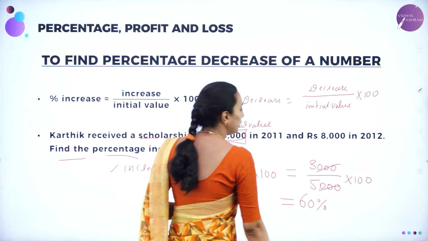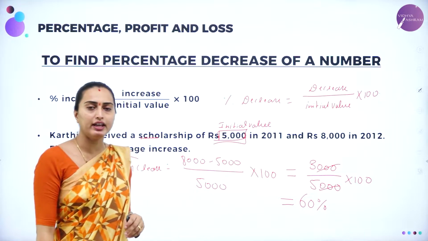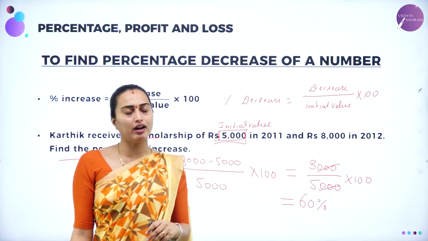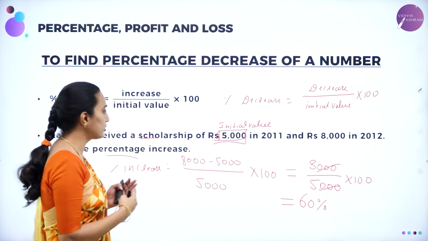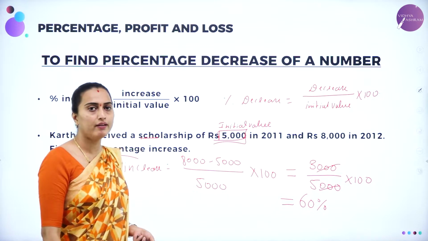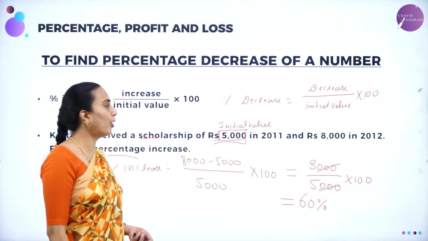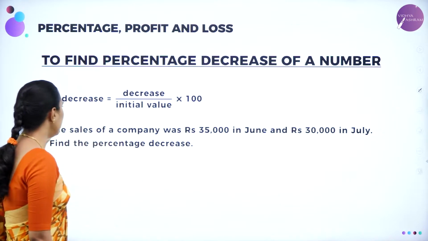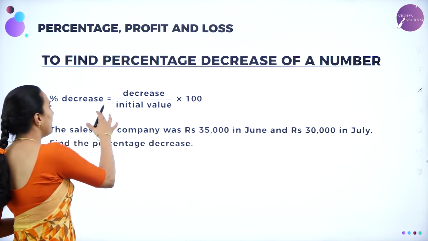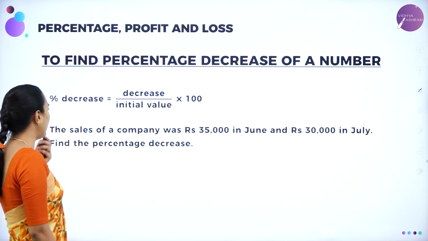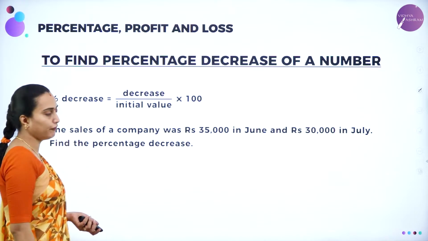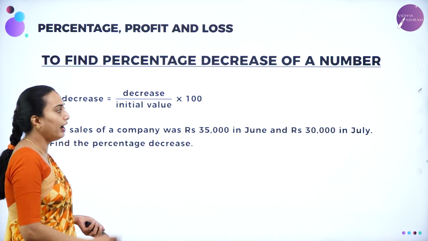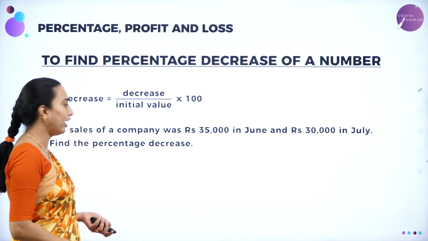At last you need to put a percentage sign because you are finding a percentage increase or a percentage decrease. Understood? So this is how you are going to solve the problems. Okay, we'll move on to the next problem, dears. See, percentage decrease is given by decrease divided by initial value into 100. The sales of a company was rupees 35,000 in June and rupees 30,000 in July.